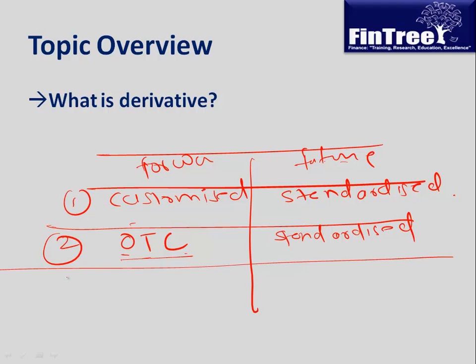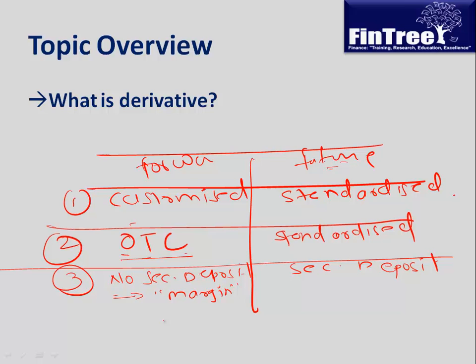The third major difference is that to enter the forward contract, there was no security deposit required, whereas to enter the future contract, the parties had to pay a security deposit. These security deposits, in the language of derivative contracts, are typically called margins. So to enter into a forward contract, no margin amount is required, whereas to enter into a future contract, parties are required to pay these margin amounts, which are nothing but the security deposits.